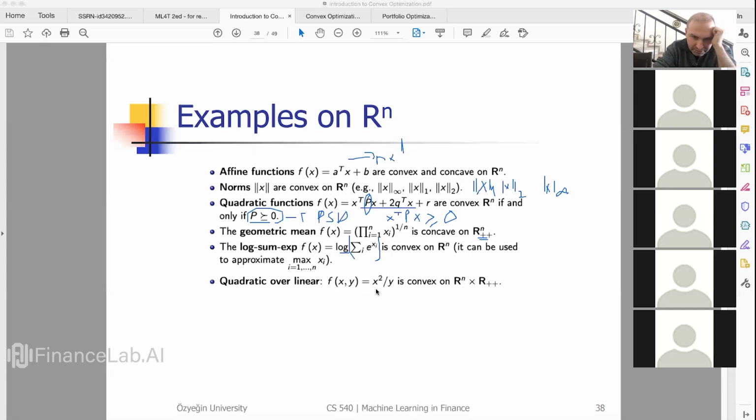So in this case, for instance, x squared divided by y is positive, and x squared, in this case, becomes positive as well. And x squared over y here is a quadratic over linear expression, and that's also a convex function.